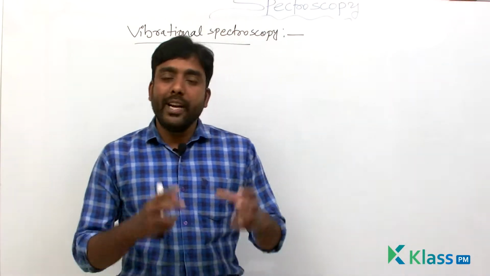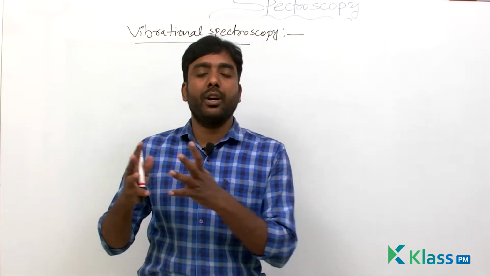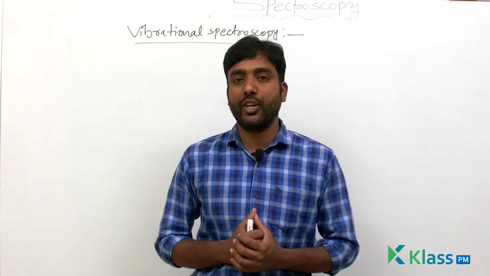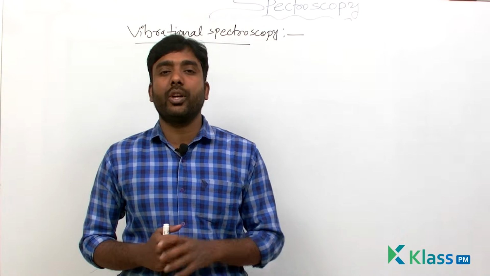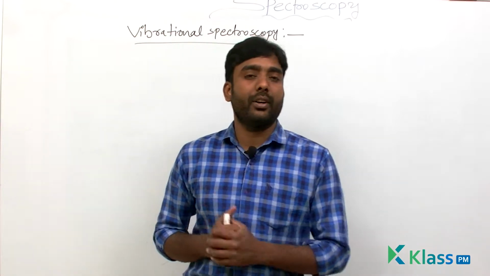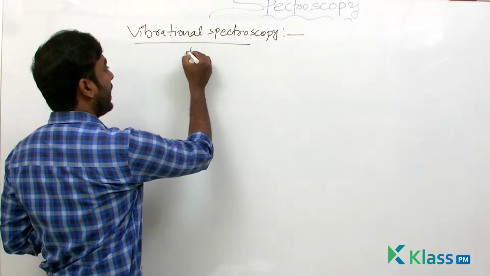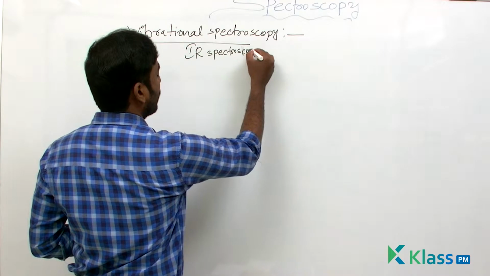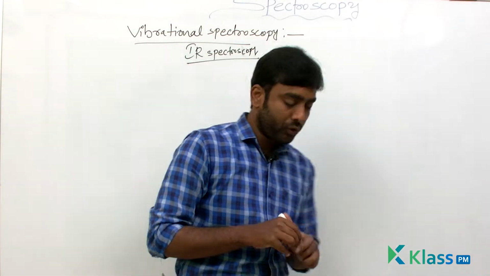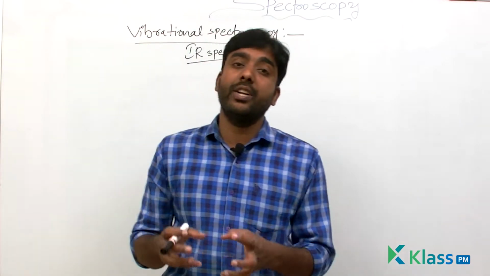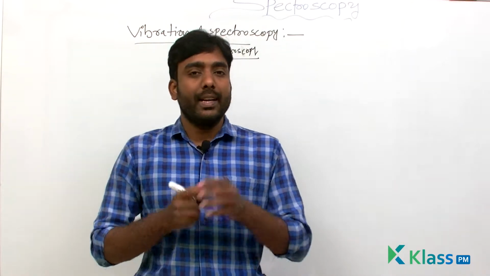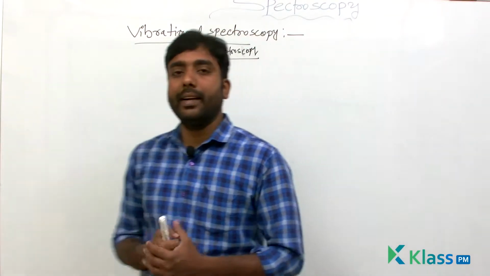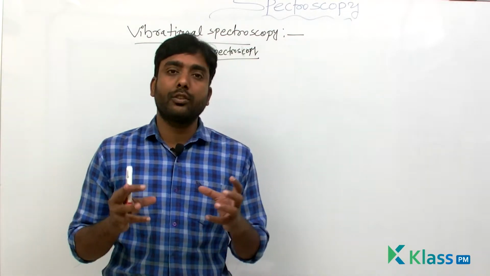Whenever there is a change in the vibrational motion of a molecule, it is absorbed in the infrared region. That's why this spectroscopy is also called IR spectroscopy. Vibrational spectroscopy can also be called IR spectroscopy, because if there is any change in the vibration of a molecule, that change can be absorbed in the IR region.